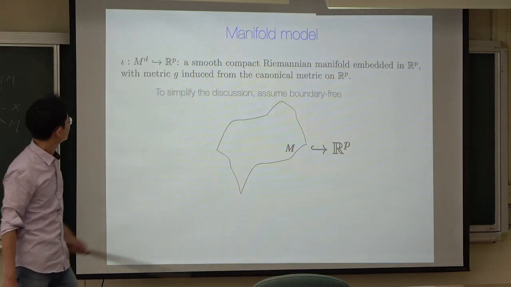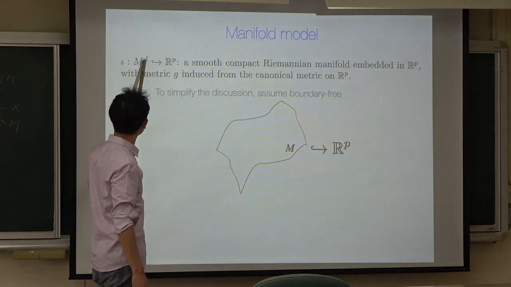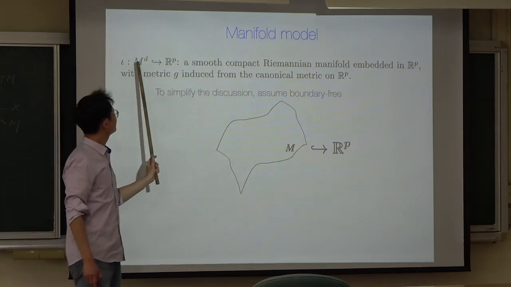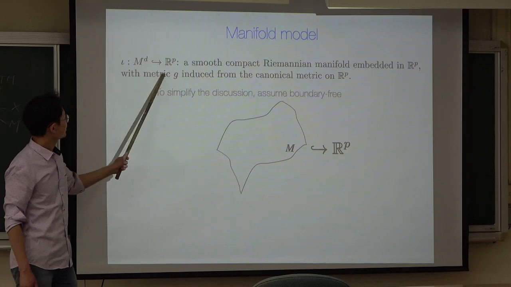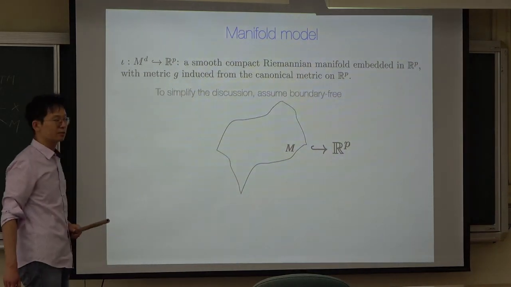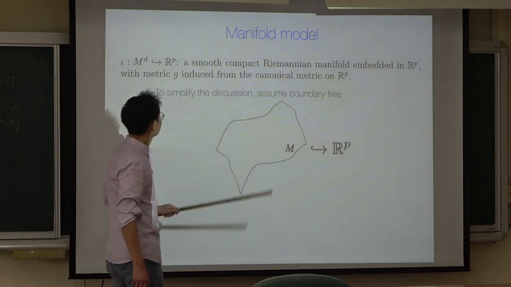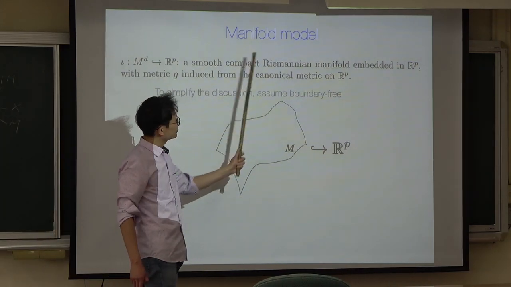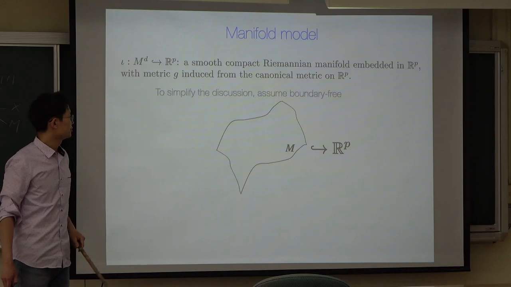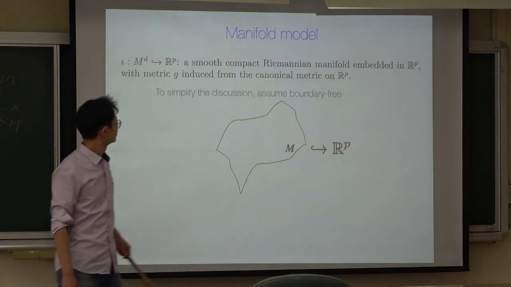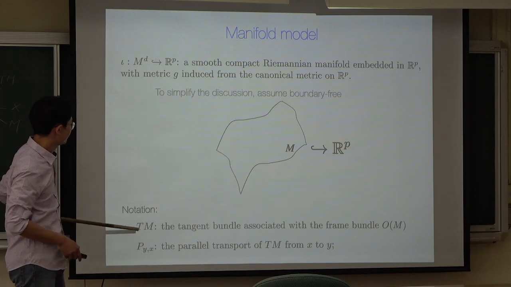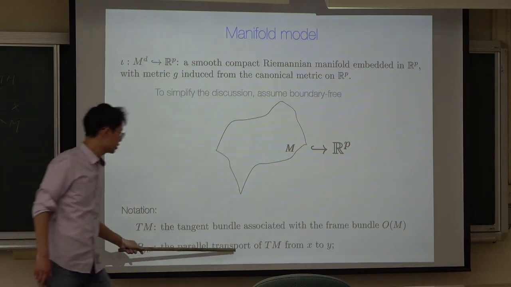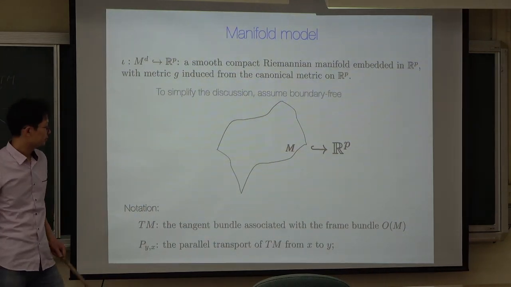Okay, so the manifold model we consider will be a d-dimensional manifold isometrically embedded in R^p. And we assume that the manifold is smooth and compact. And the metric is induced from the canonical metric in the ambient space. And to simplify the discussion, we will assume boundary free. But all the analysis, all the results can be generalized to the boundary case, but we will ignore it. So we use the notation TM to be the tangent bundle, OM to be the frame bundle, and P_{y,x} to be the parallel transport of the tangent bundle from x to y.